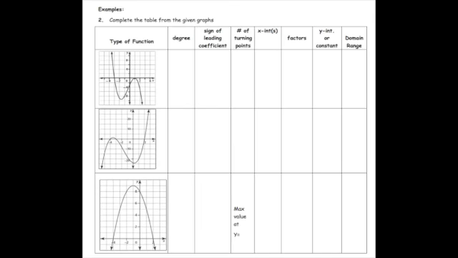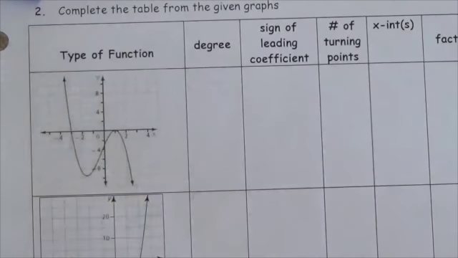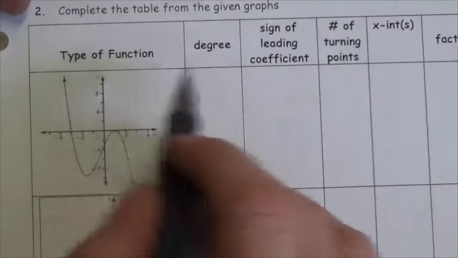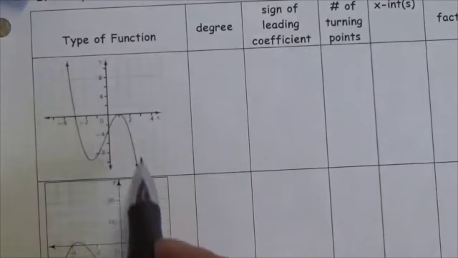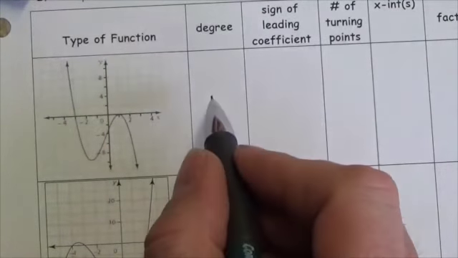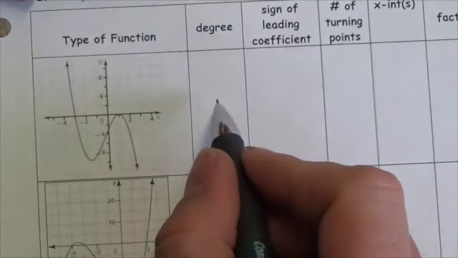Complete the following table. Right, now for this question, let's take everything in stride here. We're going to go down the columns. So type of function, and we've got the graphs here, okay? So first of all, the degree. When I look at this right here, I see 2 turning points. Best guess is that's a cubic.